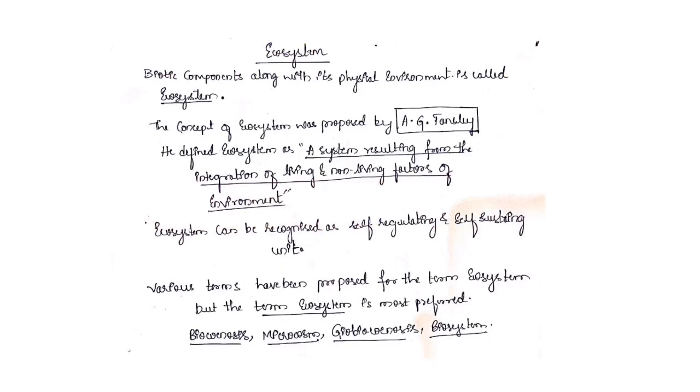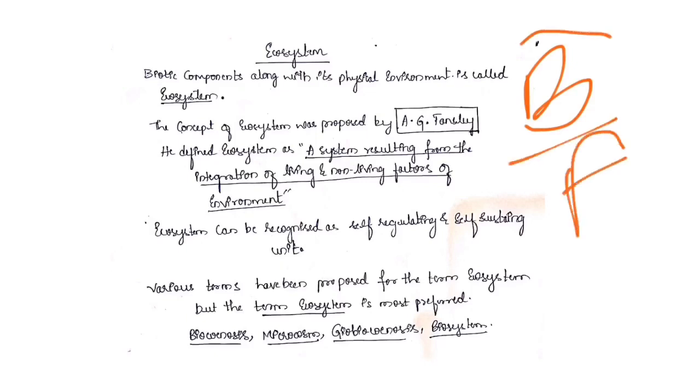Okay students, let's go with our next chapter, that is ecosystem. So ecosystem can be defined, in simple terms, as biotic components along with its physical factors. Biotic community together with its physical factors is known as ecosystem.